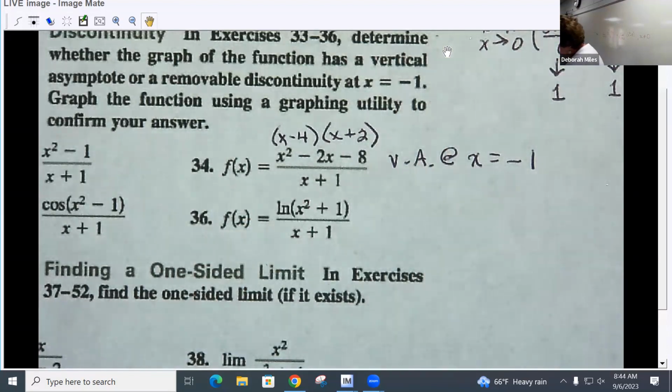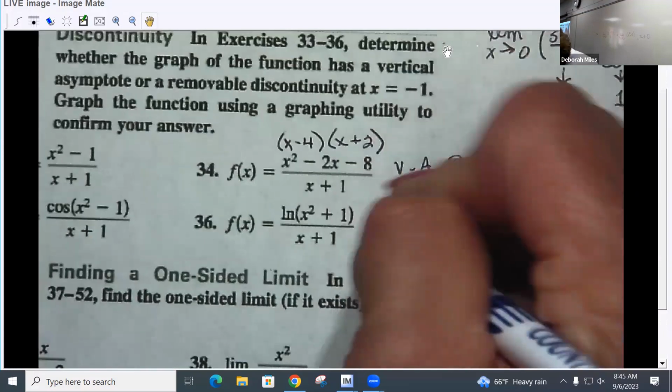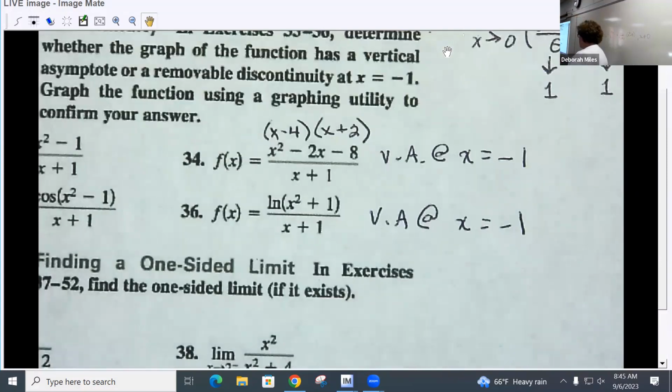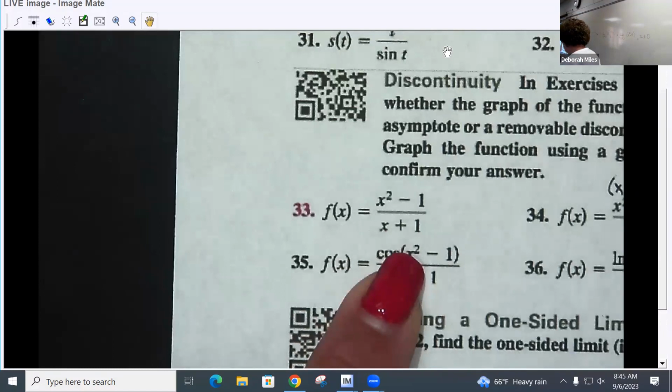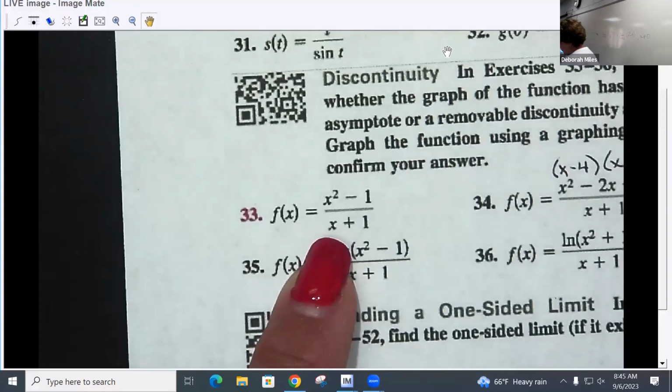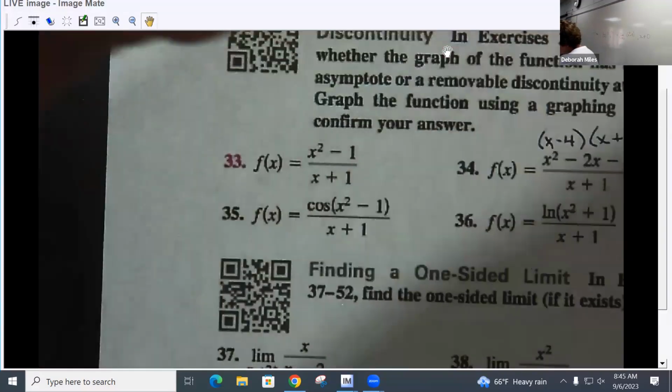What about 36? Vertical asymptote or removable discontinuity at -1? I don't see a way to cancel that. Yeah, there's nothing you can do about that. -1 makes the denominator 0. It's not fixable, so there's a vertical asymptote at -1. In your homework, you can see that for 33, there's just going to be a hole in the graph, a removable discontinuity. And then 37 through 50.